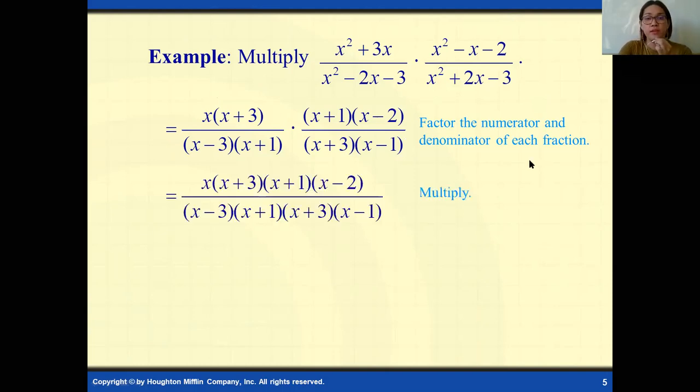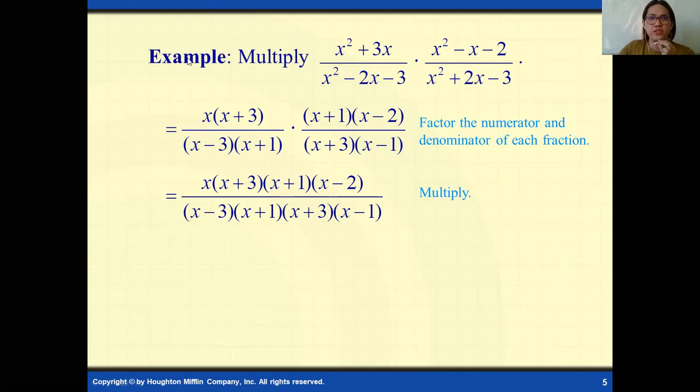Next, we will now multiply. You don't need to apply the distributive property of multiplication here because it's very difficult for us to look for the common factors to cancel out. So we will just show multiplication by combining them. We have x times the quantity x plus 3 times the quantity x plus 1 times the quantity x minus 2. Then we follow what we did in the denominator. We have x minus 3 times the quantity x plus 1, the quantity x plus 3, and the quantity x minus 1.